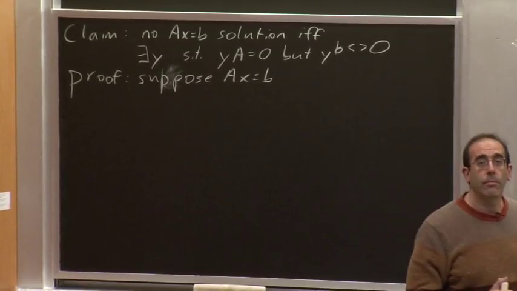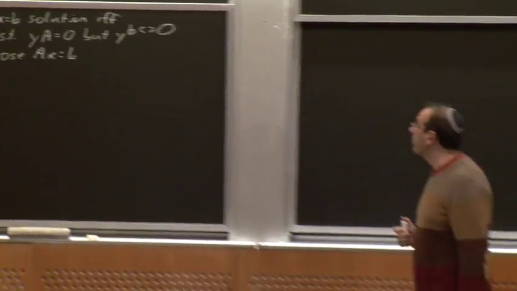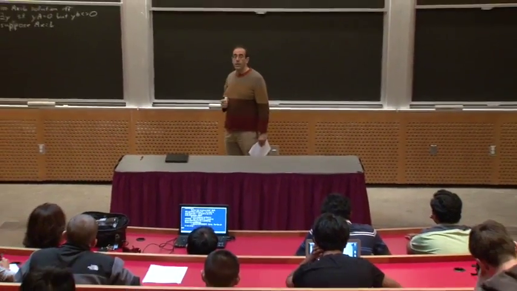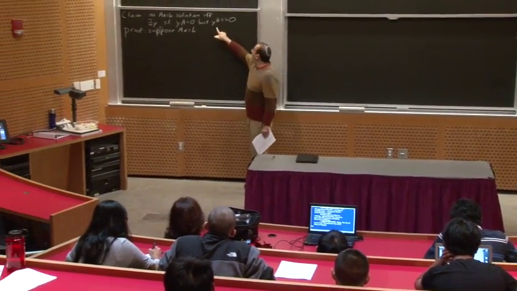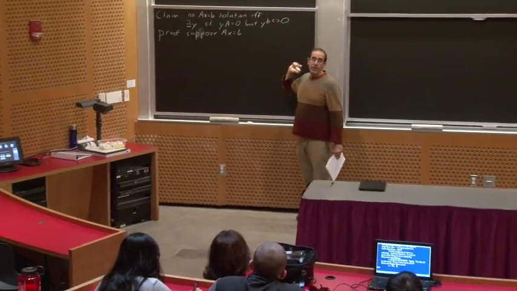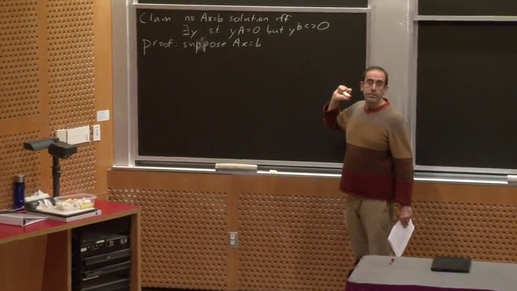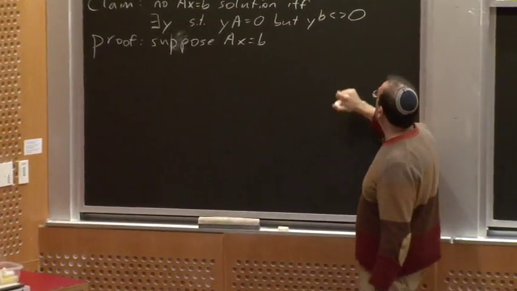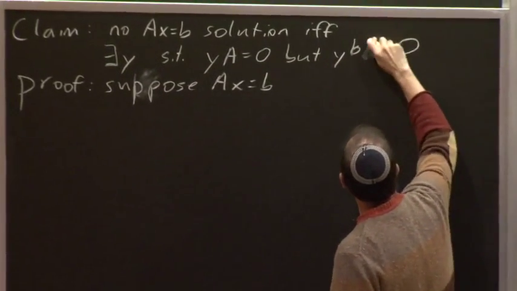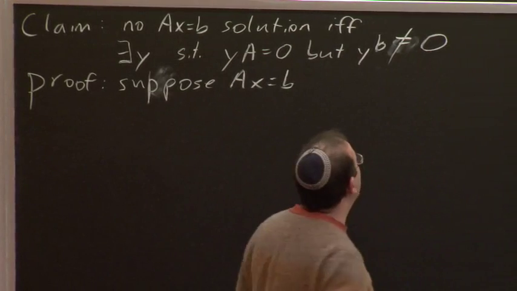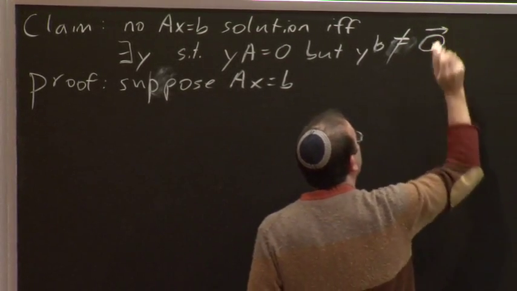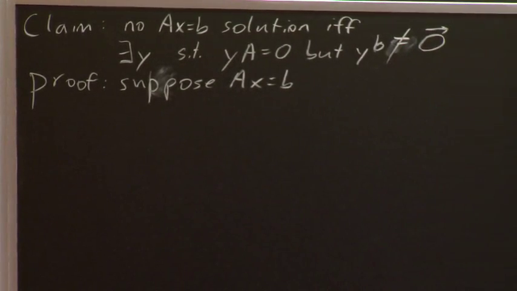Yes? Sorry, for the yb is not 0? Does it have to be all of them are bigger than 0 or all smaller? No, it just has to be that yb in its entirety is not the 0 vector. Okay, so what are these? Not equal, right? Sorry, I guess I've been doing too much programming lately. Is that clear? Yeah. Okay.